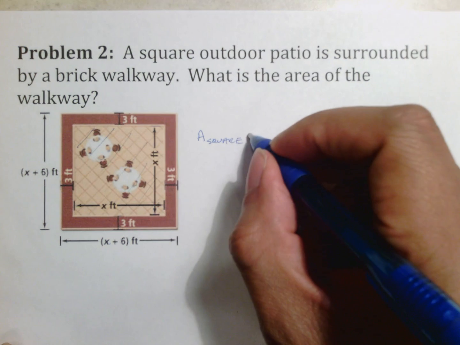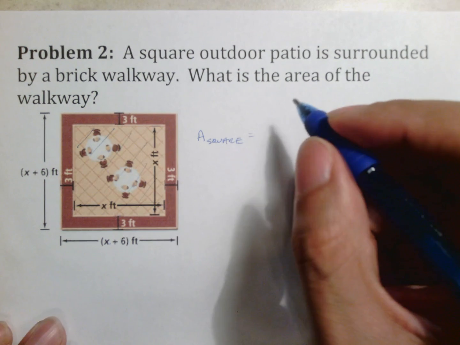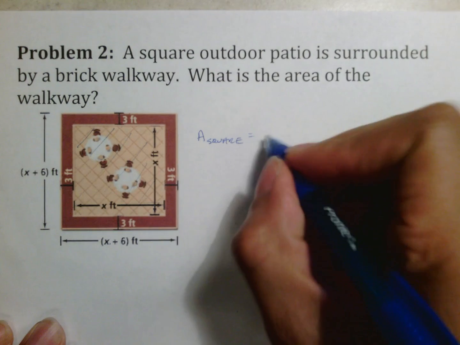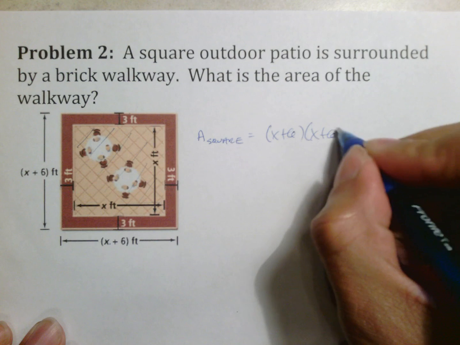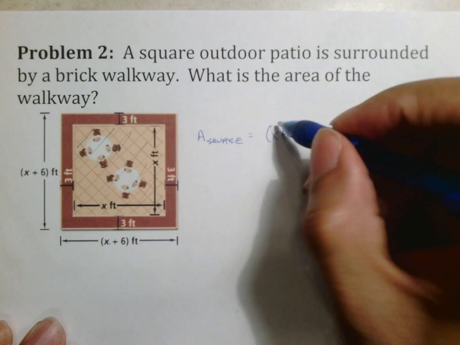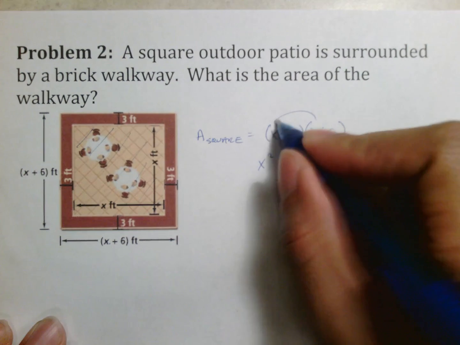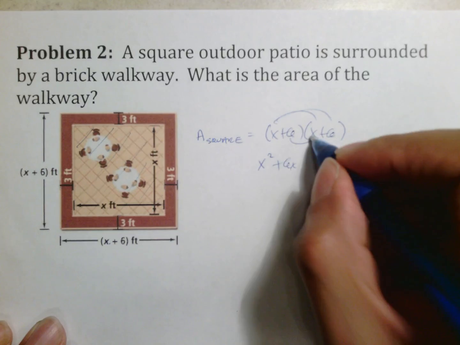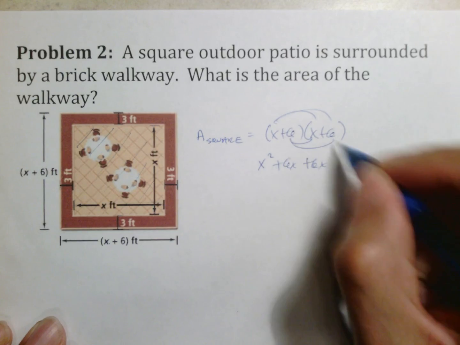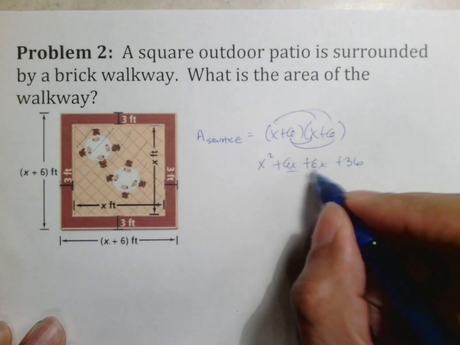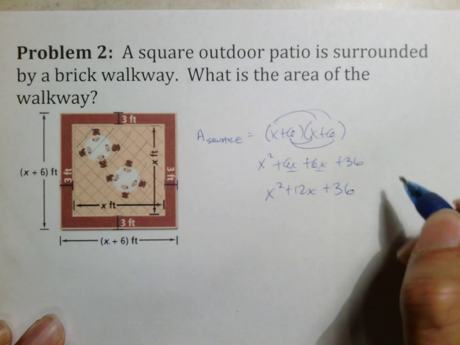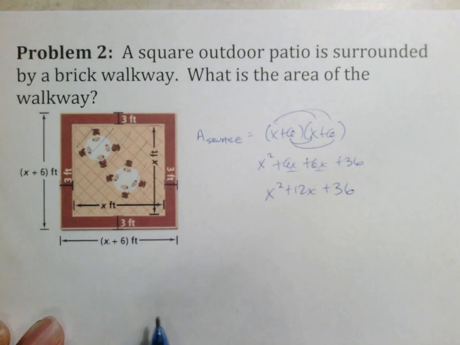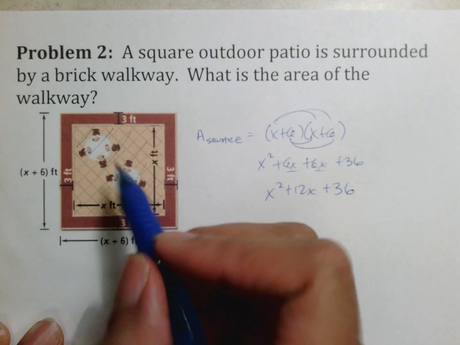And that's both of those together. And again, the way you find area is length times width. That is x plus 6 times another x plus 6, which again, working that out, is x squared plus 6x plus 6x plus 36, which when you put that together you get x squared plus 12x plus 36. Again, that's the area of the full square. But we don't want the full square, we just want this part.